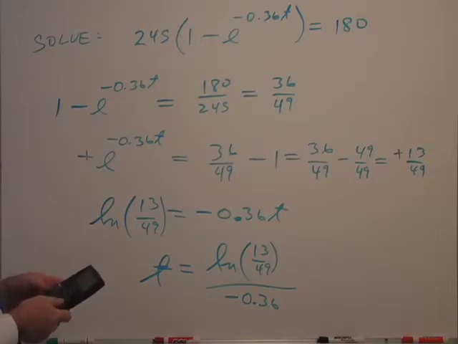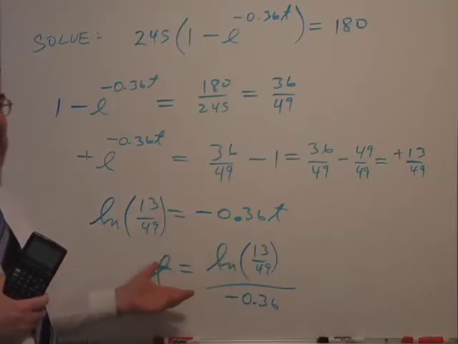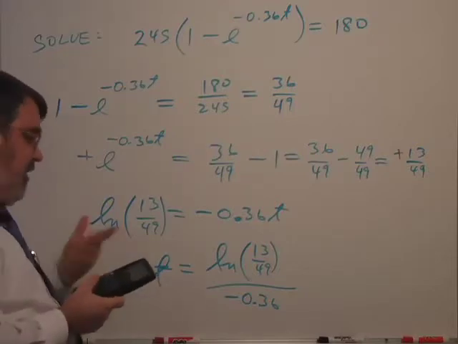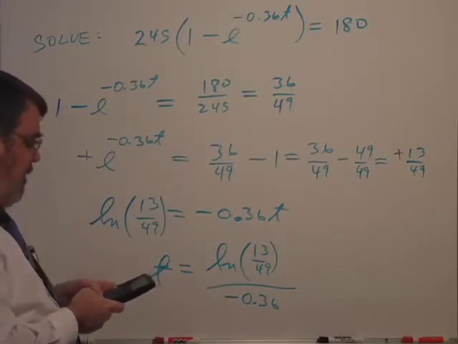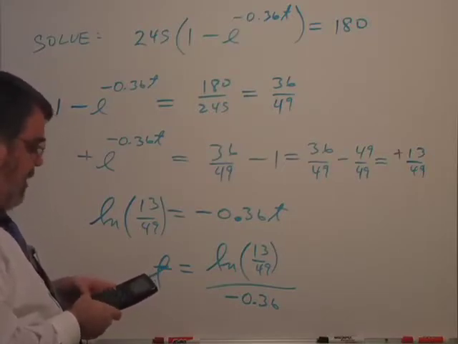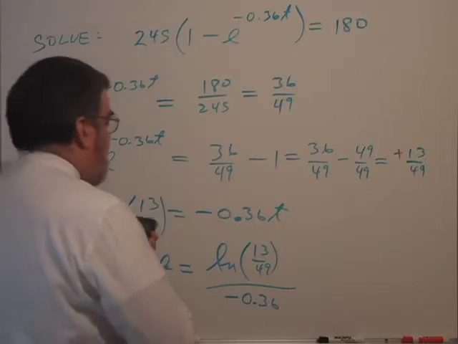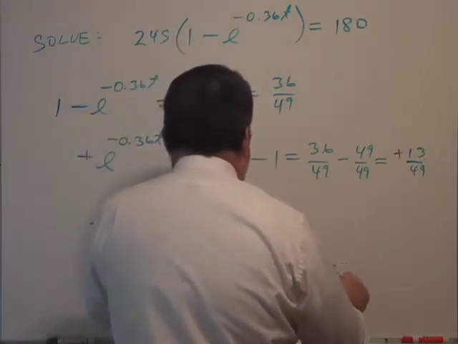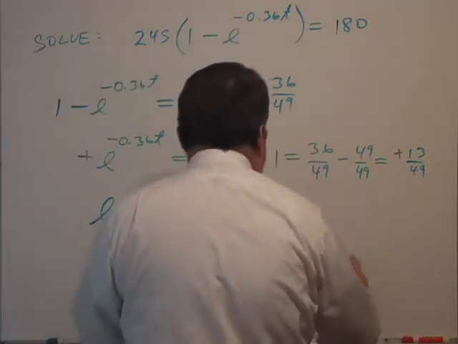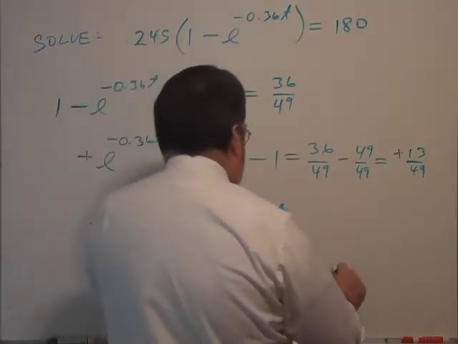And by the way, it's going to be a positive answer because the logarithm of any number less than 1 is going to be negative, provided the base of your logarithm is a number greater than 1. All right, so natural log, parentheses, 13 divided by 49, close parentheses, divided by negative 0.36 is 3.69. It rounds to 3.69. It's 3.6857 something. So I hope you're running this on your calculator with me to make sure you can get these numbers.